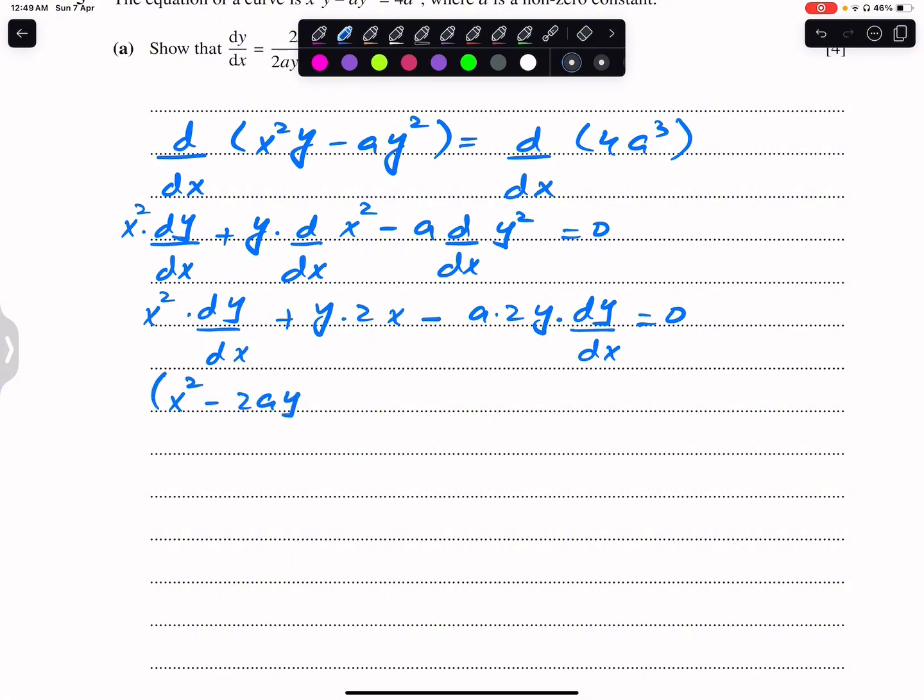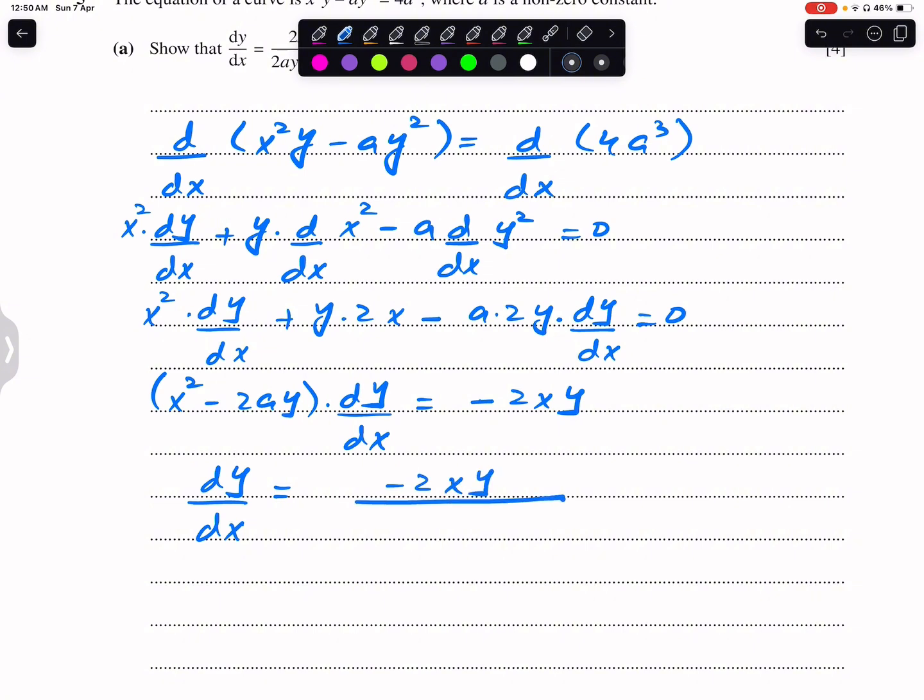Students, in A2, try to reduce your steps, okay? Do not do all the steps. Just skip most of the steps. And also move 2xy to the right side. So this will be minus 2xy. And if you make dy by dx the subject, this will be minus 2xy whole divided by x square minus 2ay.